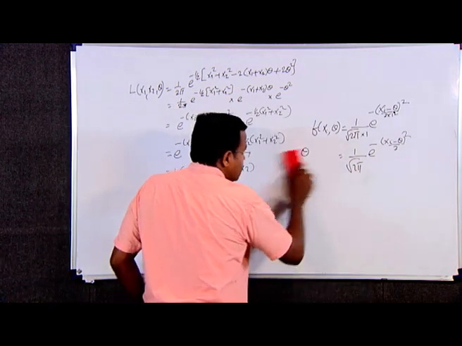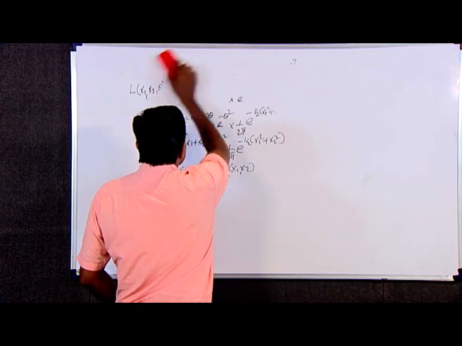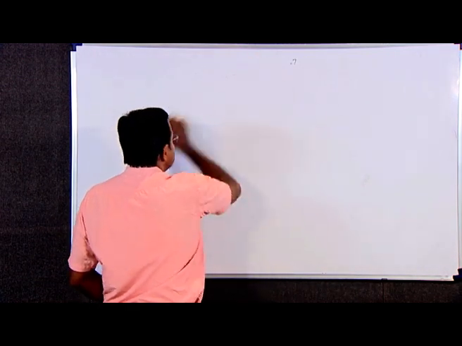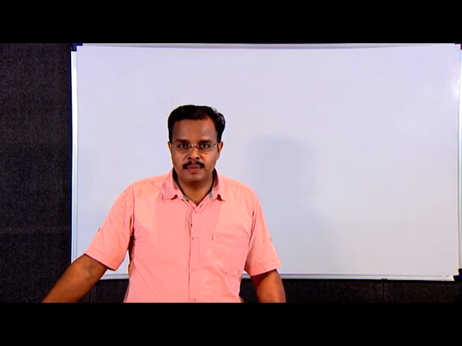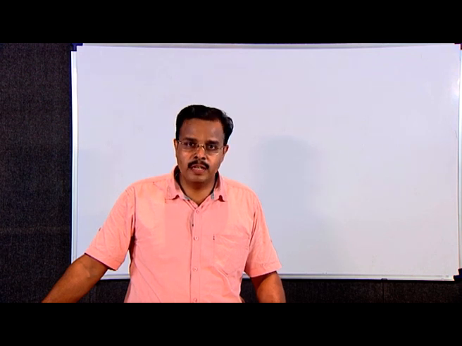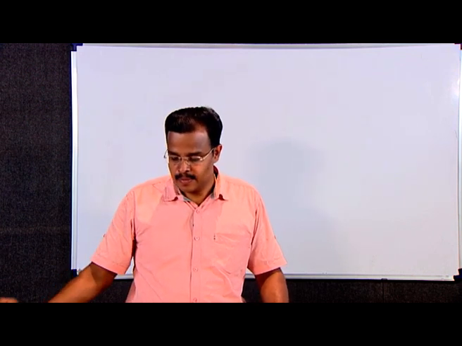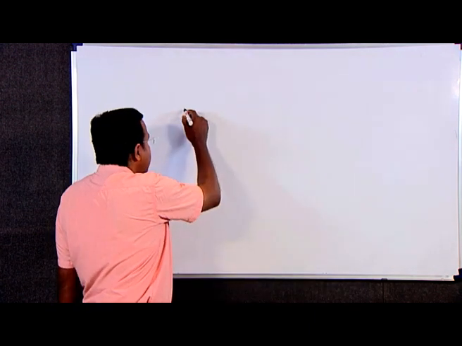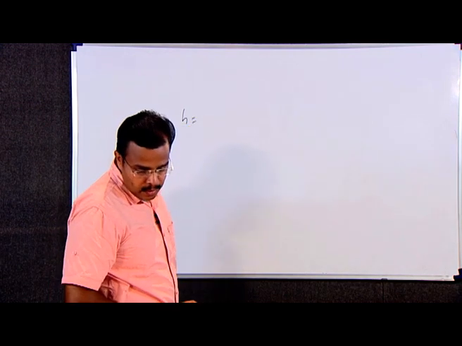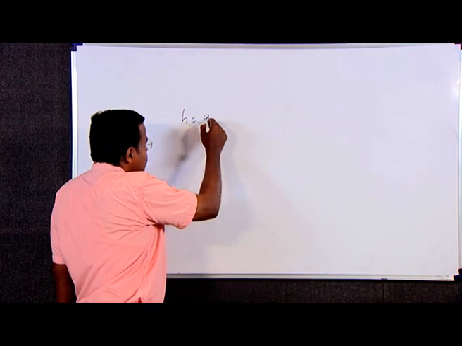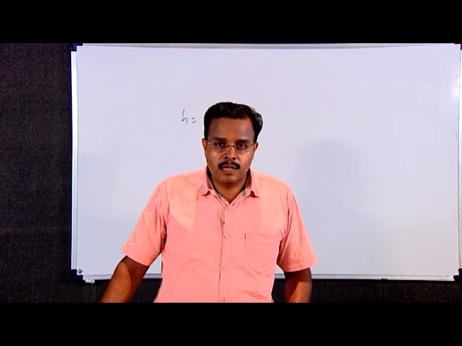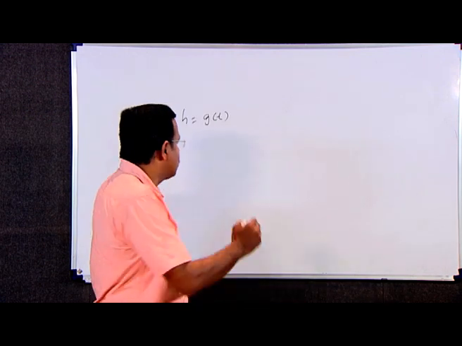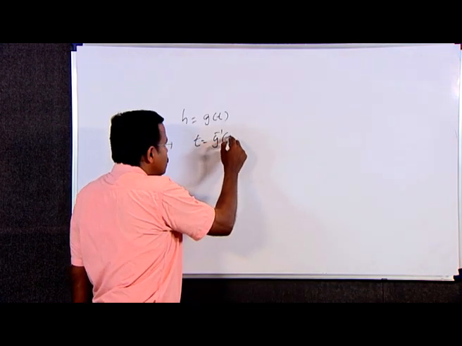In the next case, if t is a sufficient estimator for theta, then any one-to-one function of t is also sufficient for theta. So, we can establish it as follows. Let h equal to g of t. Assume h is a one-to-one function of t, then t equal to g inverse of h.